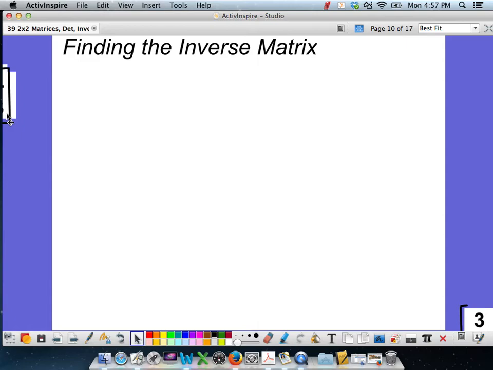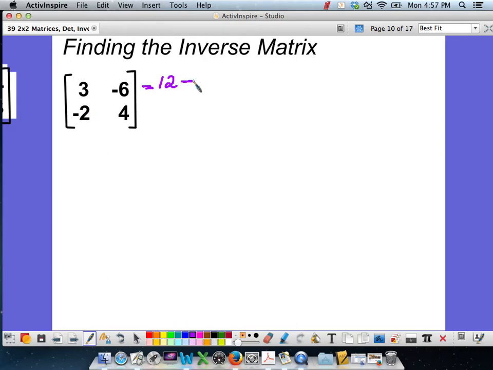Moving this one out of the way. I have another 2 by 2, and of course all of these are going to be 2 by 2. Find the inverse of a 2 by 2 matrix. I'm going to start with the determinant. To find my determinant, I'm going to say 3 times 4 is 12. Minus negative 6 times negative 2 is 12. My determinant is 0.